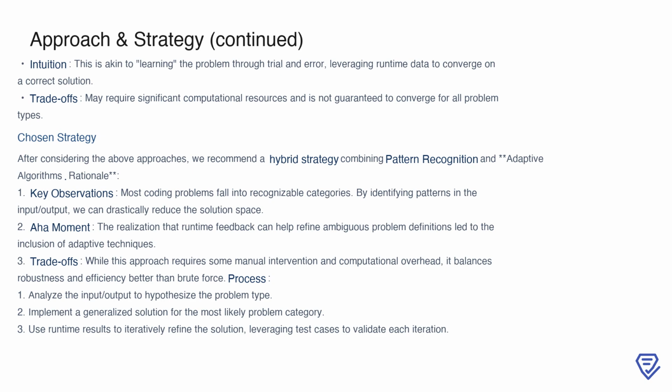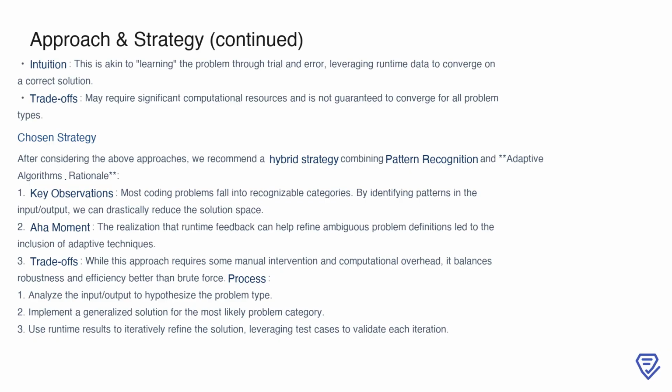By treating each test case as an opportunity to refine the solution, we essentially learn the problem through trial and error. However, the trade-off here lies in its potential computational cost and the lack of guarantees that it will converge for every possible problem scenario. After evaluating all three approaches, the most promising strategy is a hybrid of pattern recognition and adaptive algorithms. This combination leverages the strengths of both methods while minimizing their individual shortcomings.